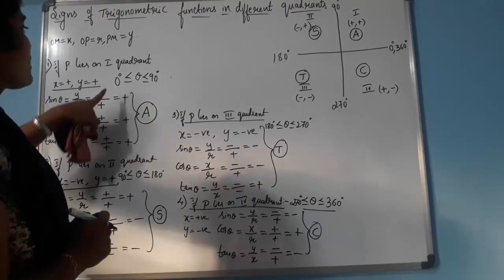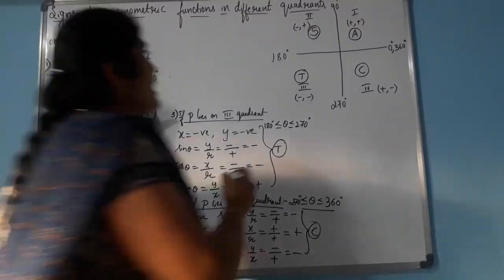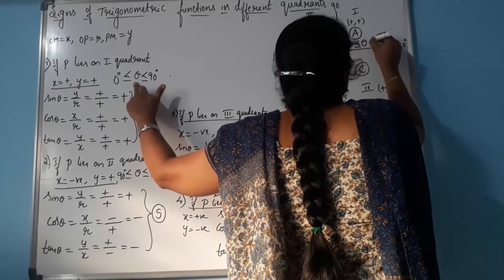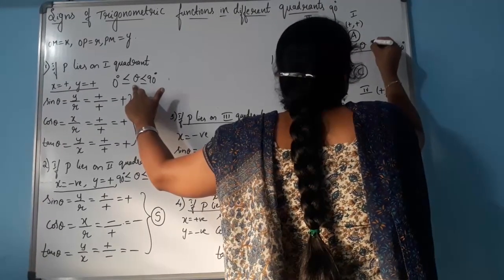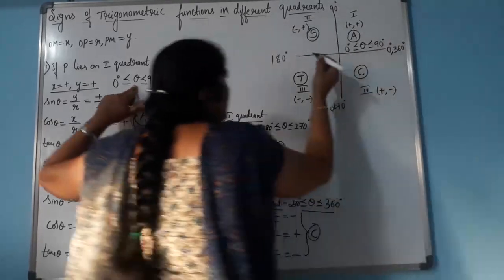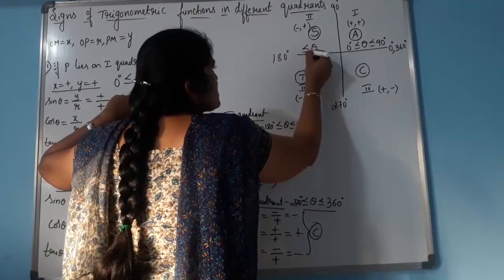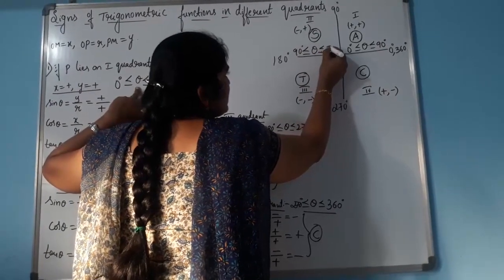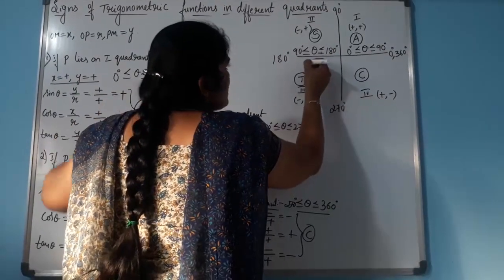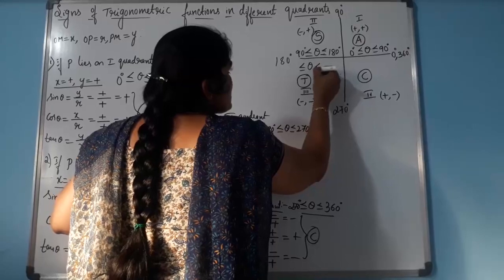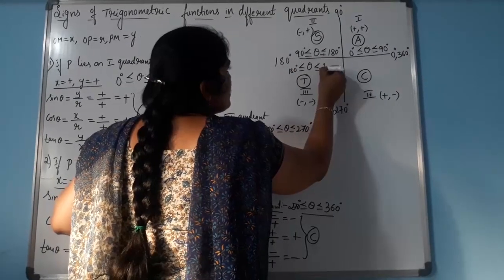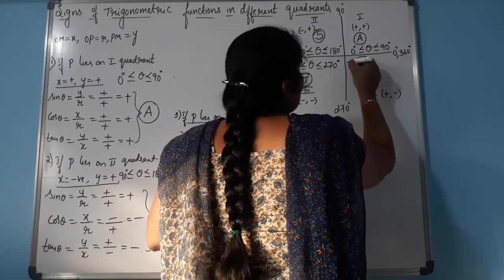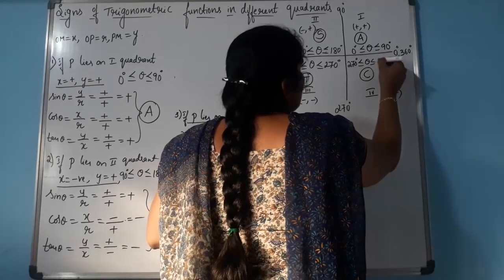So in first quadrant, what is the angle? I am writing here, theta lies between 0 degree to 90 degree. In second quadrant, theta lies between 90 degree to 180 degree. In third quadrant, theta lies between 180 degree to 270 degree. In fourth quadrant, theta lies between 270 degree to 360 degree.